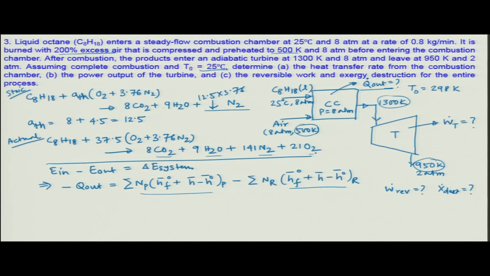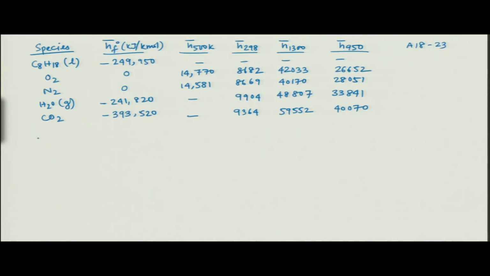So, we have to write individual enthalpies of different species, and then finally, after substitution you will get minus Q out, that is equal to 8 times the CO2 enthalpy, and this is coming out at 1300 Kelvin. So, sensible enthalpy will be the difference of 59,552 and this one. So, this is the sensible enthalpy of CO2 and this is the enthalpy of formation. Now, you have 9 moles of water vapor, for which the enthalpy of formation is this one, and sensible enthalpy at 1300 Kelvin will be the difference between these two.